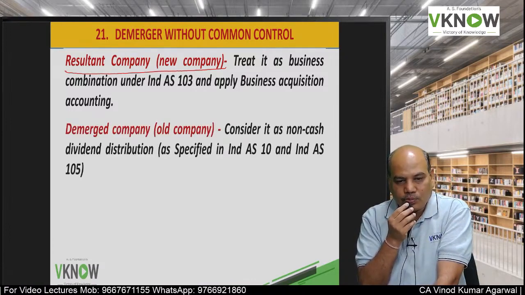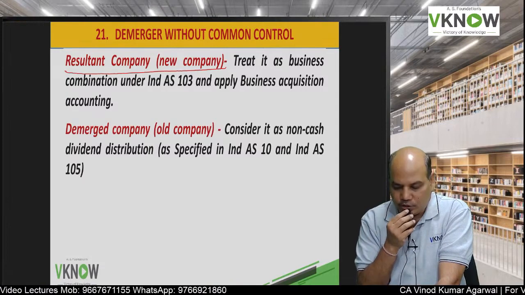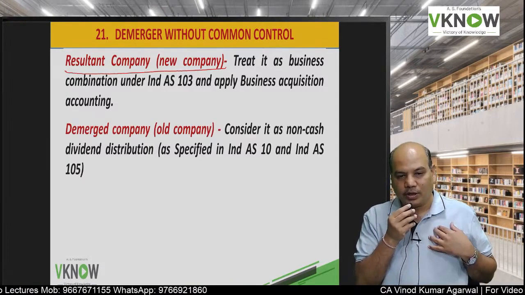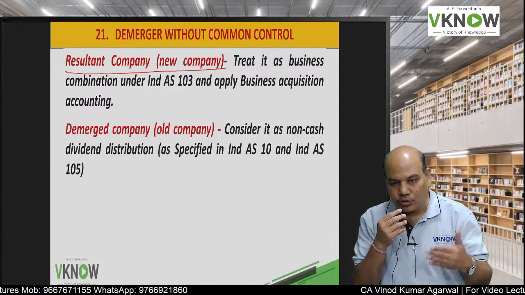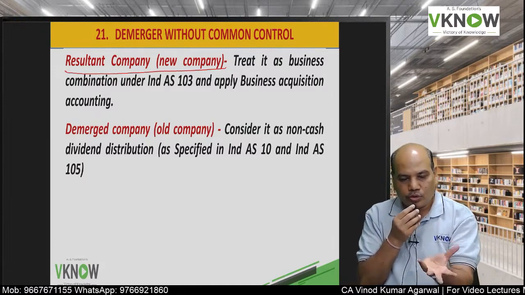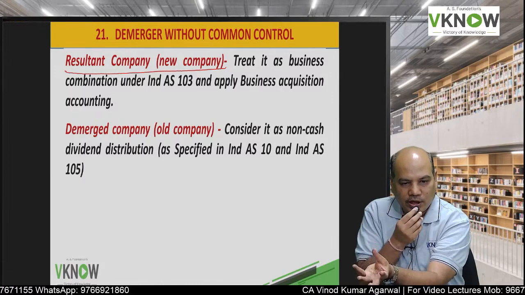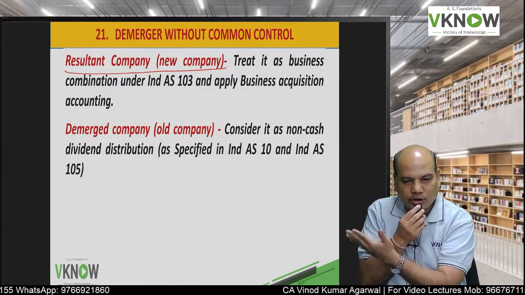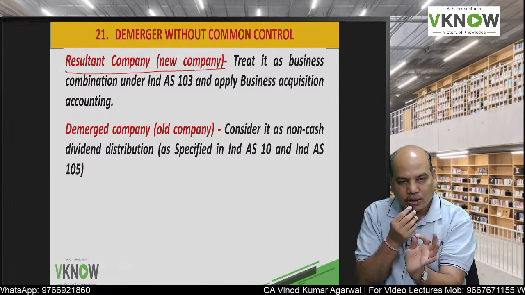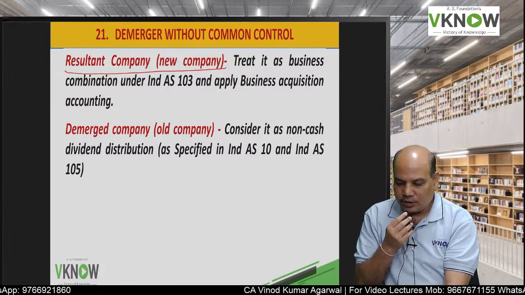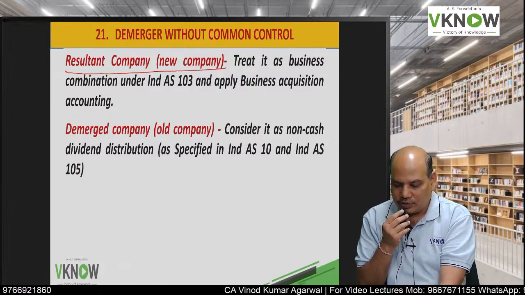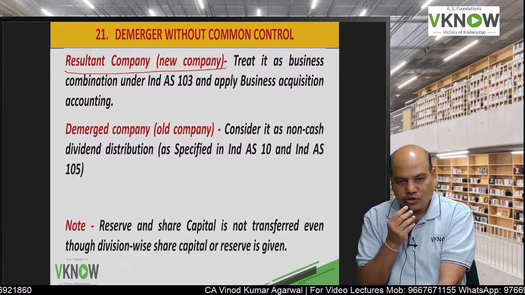Sometimes they will ask you to pass an entry in the books of the old company also. The old company will treat it like a dividend distribution to its shareholders, because the old company is transferring assets and liabilities to the resultant company, which is issuing shares to the shareholders. So the old company will treat it like a dividend distribution as given in IND AS 10 and IND AS 105.